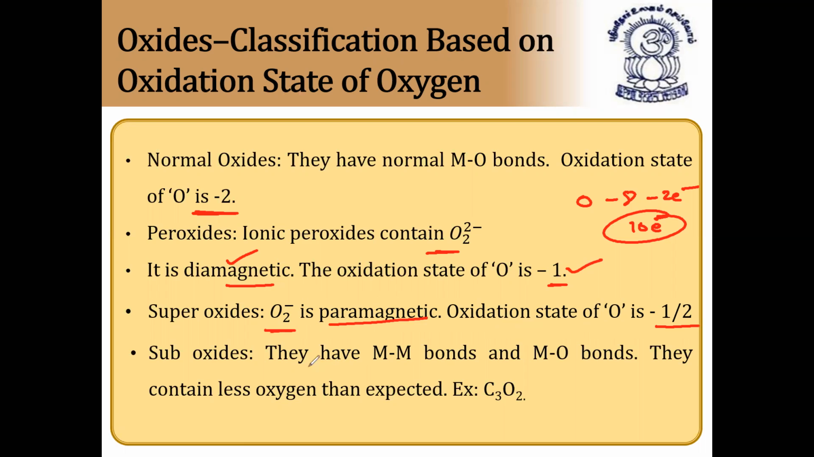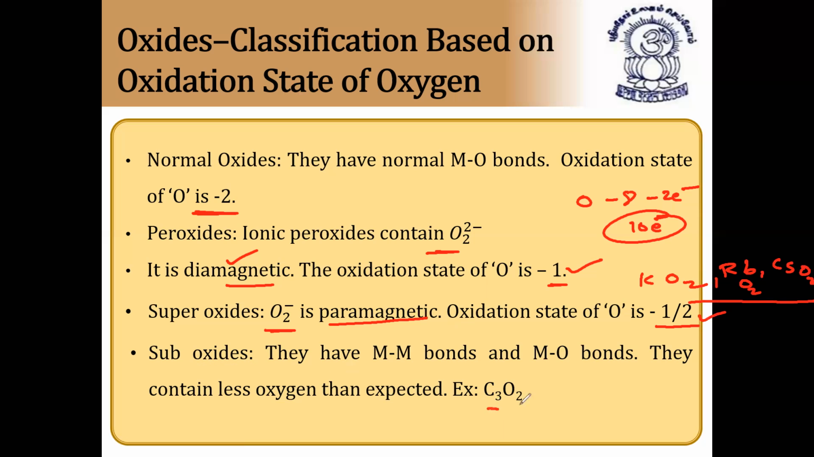Only first group metals and second group metals will form superoxides, like potassium will form superoxide. In first group also, sodium will not form superoxide. Potassium, rubidium, and cesium will form superoxides. So rubidium superoxide, cesium superoxide. Only these will form superoxide. Sodium will not form superoxide. So the oxidation state of oxygen in superoxides is -1/2.